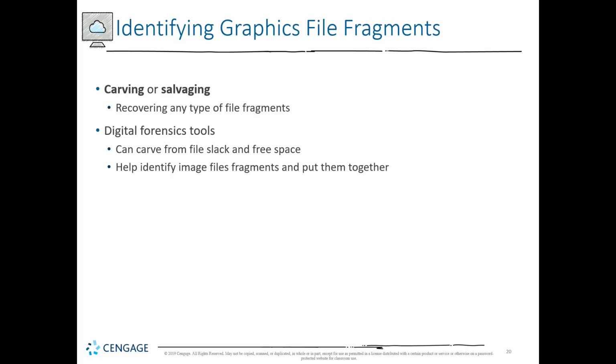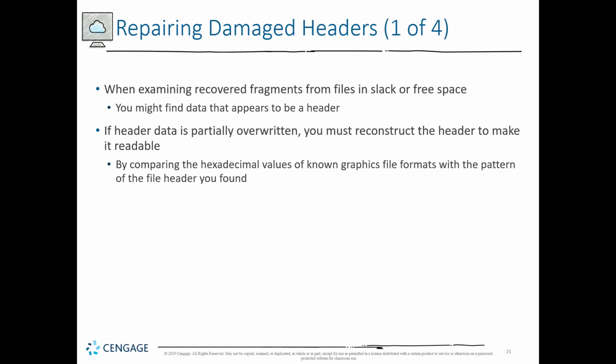So a common question is, well, what happens if the header or the file signature is damaged? Well, there are ways to recover. When examining the recovered fragments from a file from either the slack or the free space, you might find data that appears to be a header. If the header is partially overwritten or partially corrupted, you have to reconstruct the header to make it readable. And that's a manual process typically. By comparing the hex values of known graphic file formats with the patterns of the file header you had found, you can reconstruct them. And there are some automated tools out there that assist with this. Those tools are just a little bit pricier.